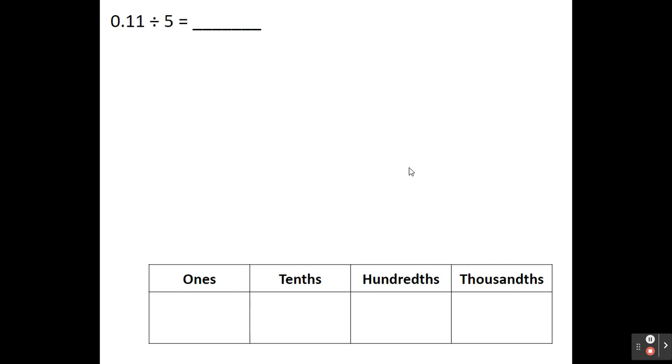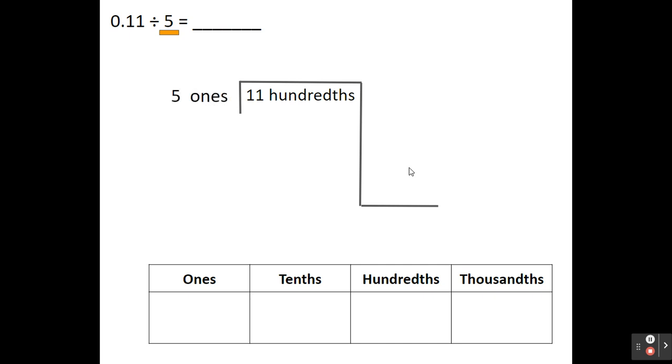Let's try another one. Here we have 11 hundredths divided by 5 ones. Let's start by drawing our partial quotient symbol. On the inside, it's going to go our dividend, or the number we're starting with. We see 11 hundredths. We are dividing by our divisor, or the second number, which is 5 ones. So we're asking ourselves, what can we multiply by 5 to get closest to 11 without going over? And that would be 2. So we're going to place a 2 over here to the right.